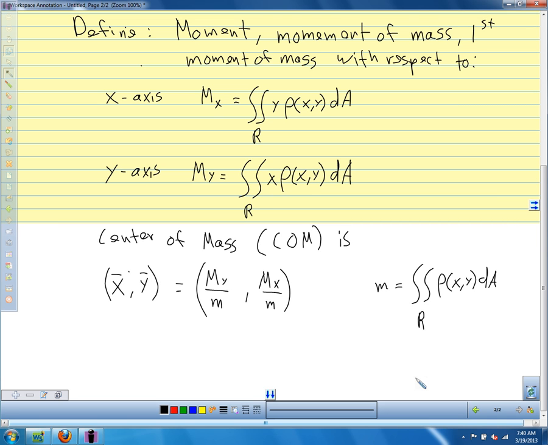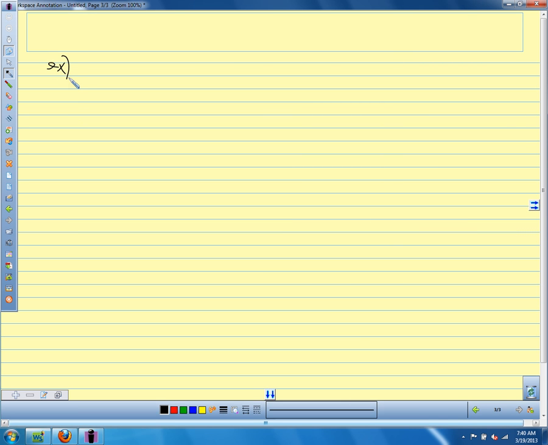So questions about our definitions. These just give us some other tools, some other ways that we can apply double integrals. So what I want to do is look at one example of finding a moment and the center of mass, and then we're going to talk about a second moment and what a second moment tells us. All right, so let's look at a calculation. So we want to find the mass and the center of mass.